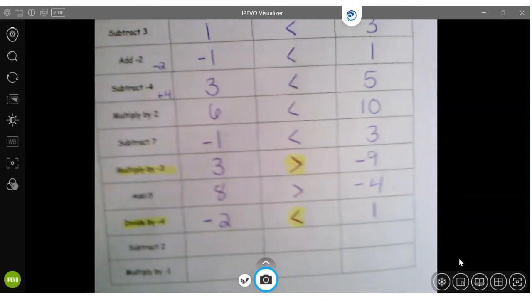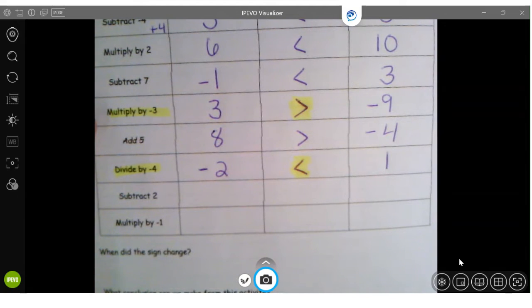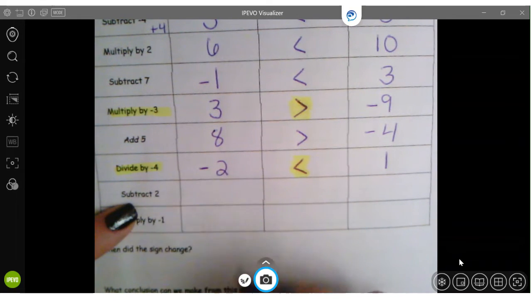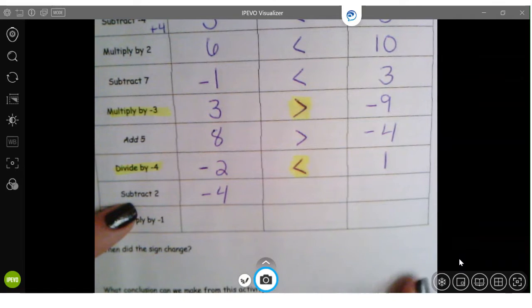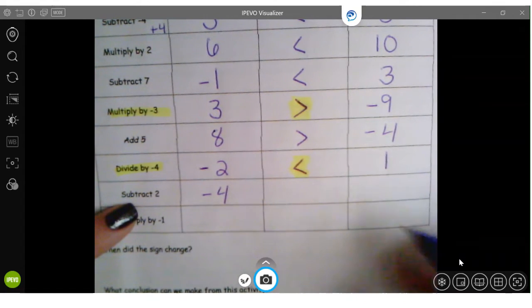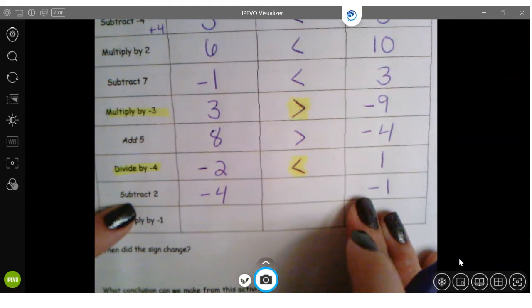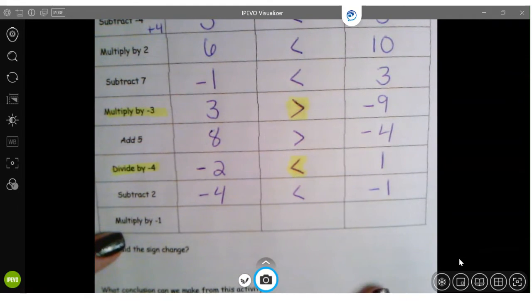Okay, we're trying to see if we can find a pattern or a rule here about when this symbol or inequality sign is going to switch back and forth. All right, I'm going to subtract 2 from both numbers. So negative 2 minus 2, that would be negative 4, right? It's like 2 steps to the left on the number line. 1 minus 2 would be negative 1. So negative 4, I'm comparing to negative 1. Negative 4 is less than negative 1.